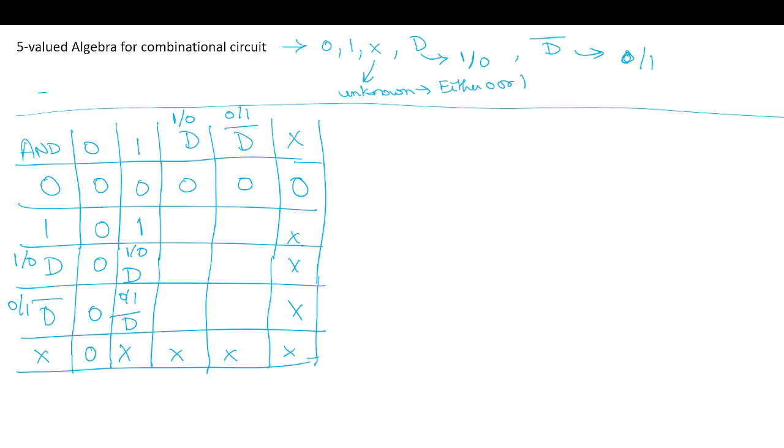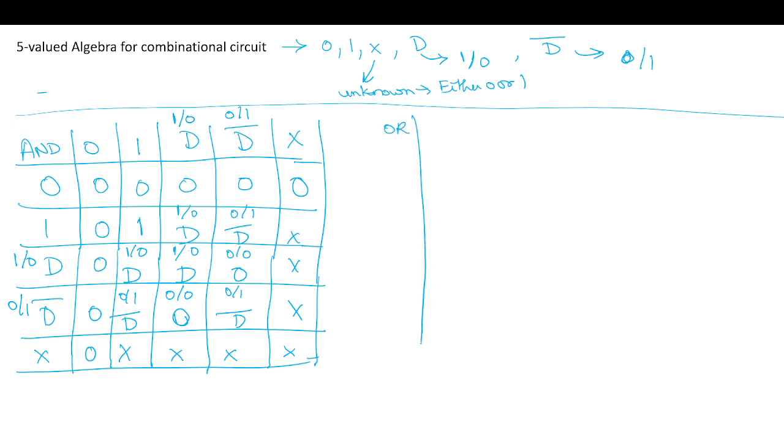Again, with this, if we perform 0, 0, it's 0. 1 and 1, 1. 1, 0, it's D. 1, 0, it's D. 0, 1, it's D bar. 0, 0, it's 0. 0, 1, it's D bar. So this is how we perform the five valued algebra for an AND gate.